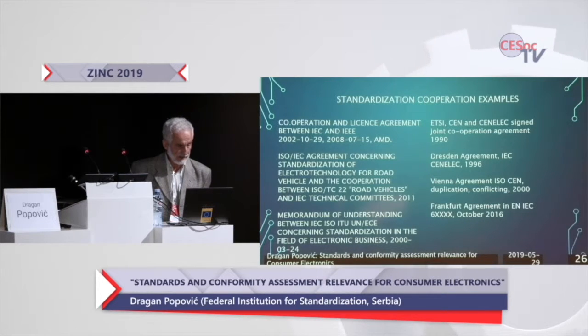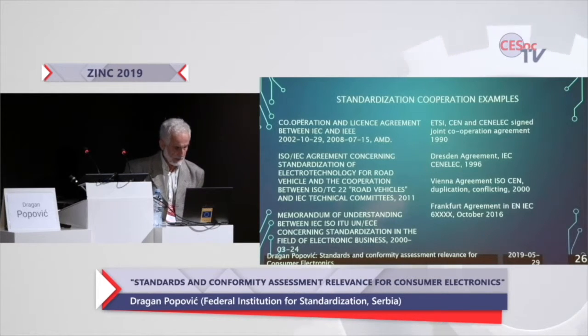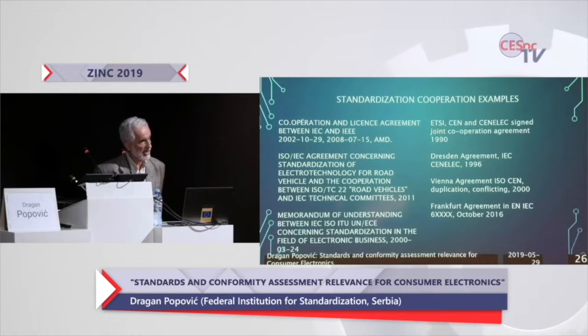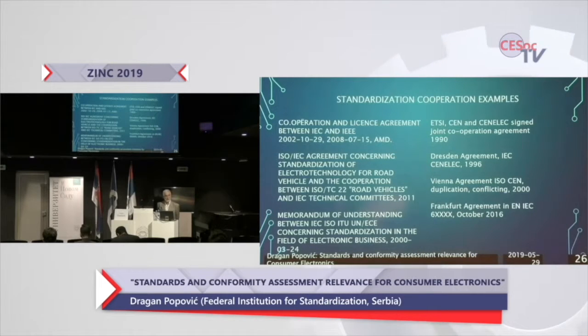A few cooperations. IEC, electrotechnical, and IEEE signed an agreement in 2002 and an amendment in 2008. ISO-IEC also have an agreement. A memorandum of understanding between IEC, ISO, ITU, and the United Nations Economic Commission for Europe. Just to mention that the Economic Commission for Europe, in Working Party 29, deals with vehicles, the safety of vehicles. It's a system with a number of standards, publicly available. If you click on the site, you can download all standards. European CENELEC and ETSI signed a joint cooperation agreement in the 90s. Dresden Agreement, IEC and CENELEC, same topic, electrotechnical. Vienna Agreement.